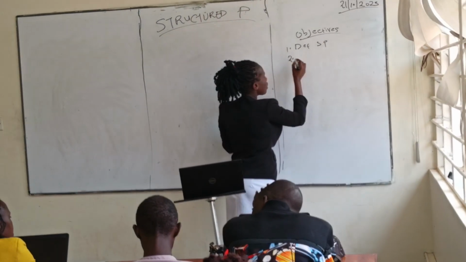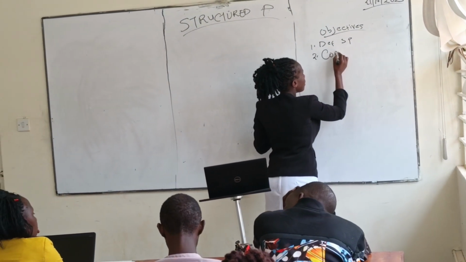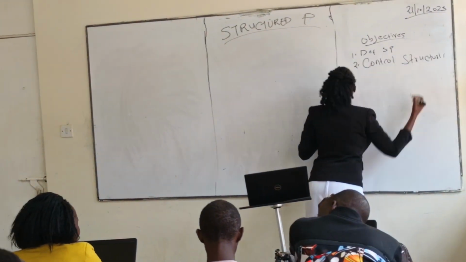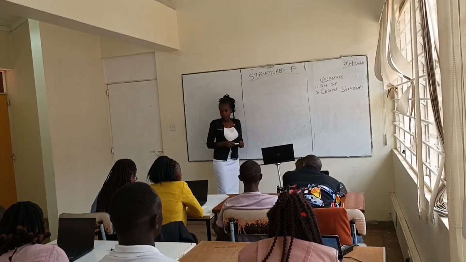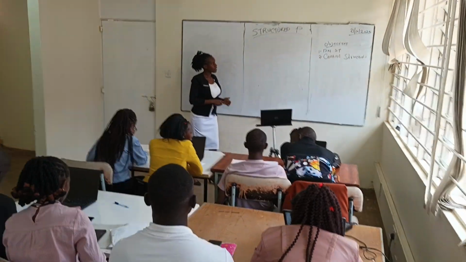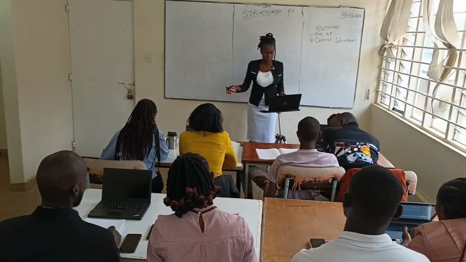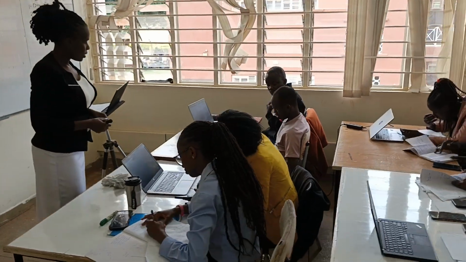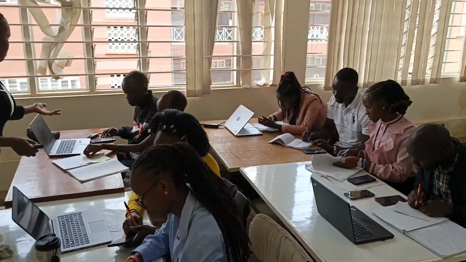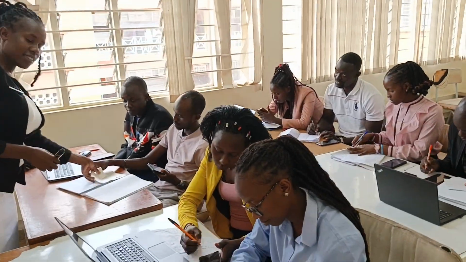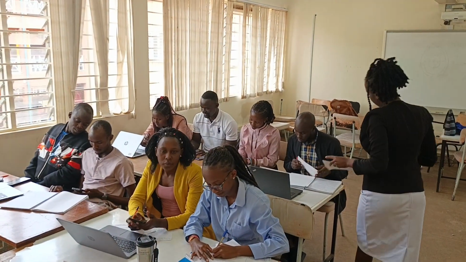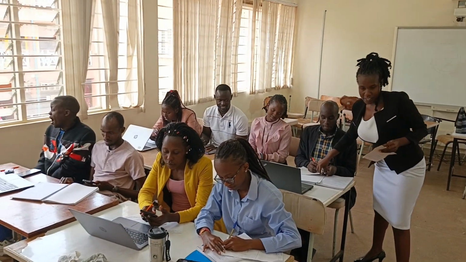Then what we are going to do is about the control structures. Now, I want you to take a piece of paper and write the types of control structure that you know. Let me see what you have written. Those who sit behind, let me see yours. Thank you so much.